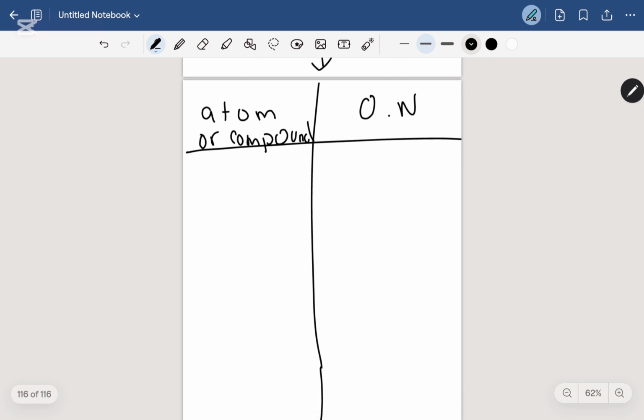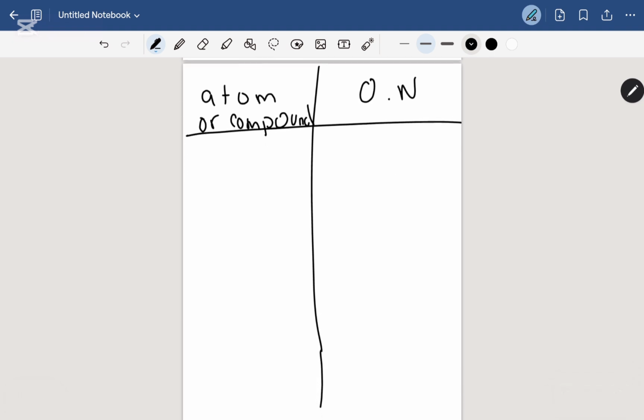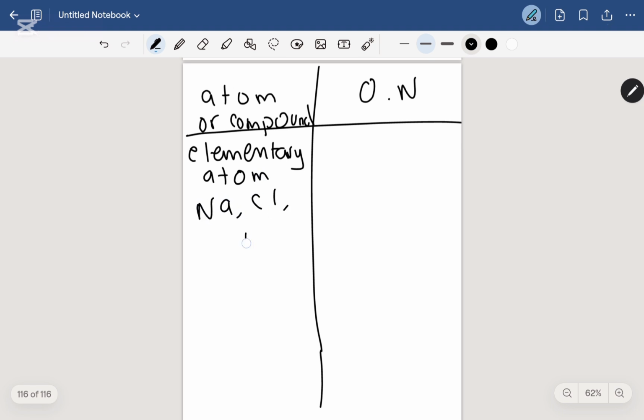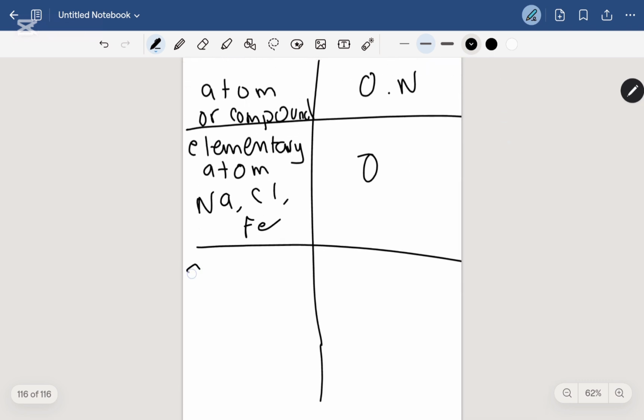So we start off with elementary atoms. Elementary atoms means that it is in its elemental state. An example is Na, Cl, Fe, anything like this that doesn't have a charge. We call it an elementary atom, and its oxidation number is always 0.